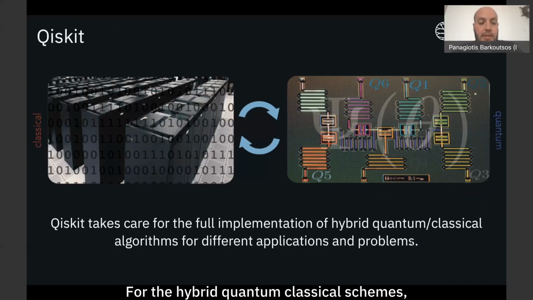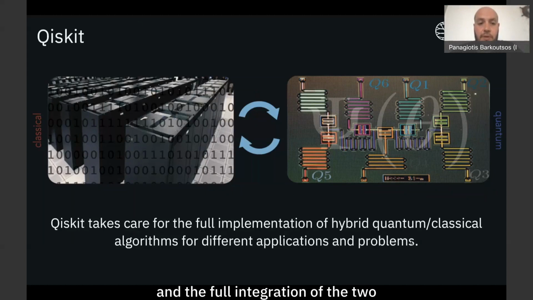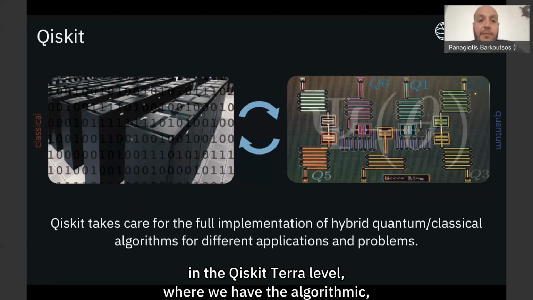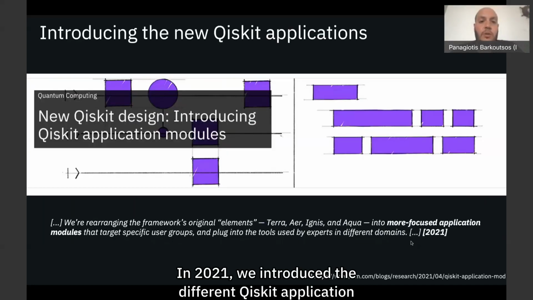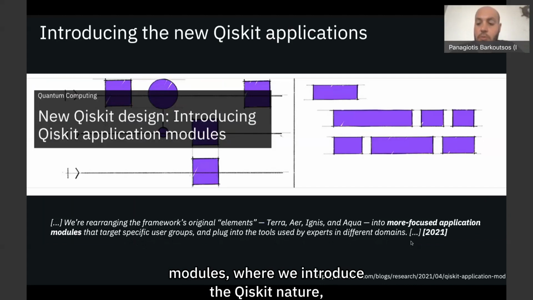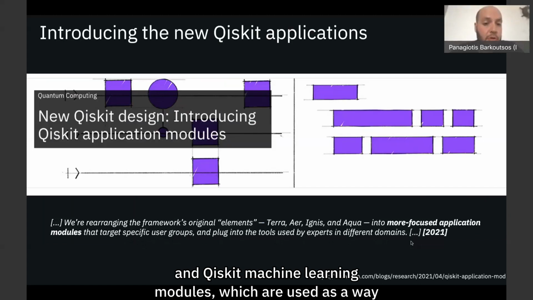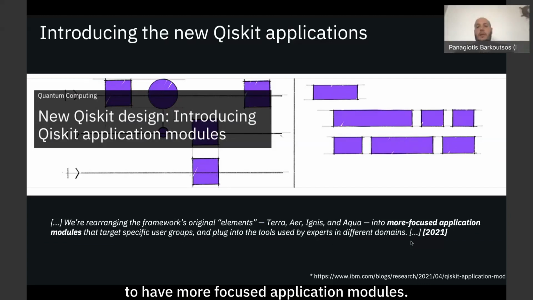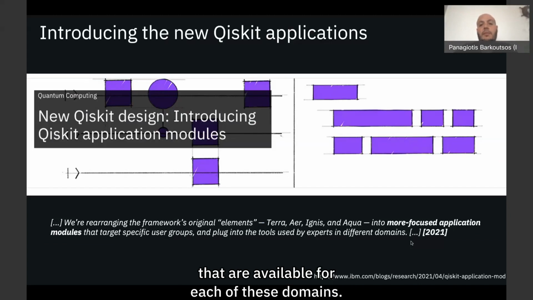For the hybrid quantum classical schemes, Qiskit takes care of the full implementation and the full integration of the two at the Qiskit Terra level, where we have all the algorithmic components. In 2021, we introduced the different Qiskit application modules: Qiskit Nature, Qiskit Optimization, Qiskit Finance, and Qiskit Machine Learning, which are used as a way to have more focused application modules, so that people who are interested in one of the specific domains can start using the different tools that are available for each of these domains.